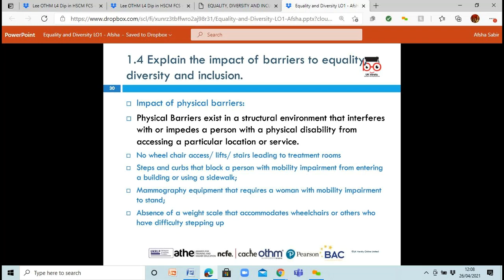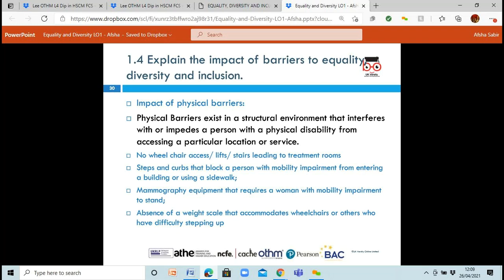You might have mammography equipment, where you do those breast exams for breast cancer. It might require the woman to stand up, but if the lady has a mobility impairment, how is she going to stand up? How is she going to access that equipment?